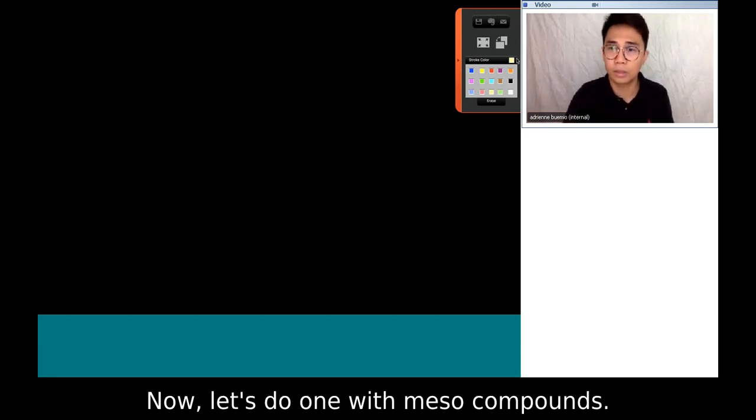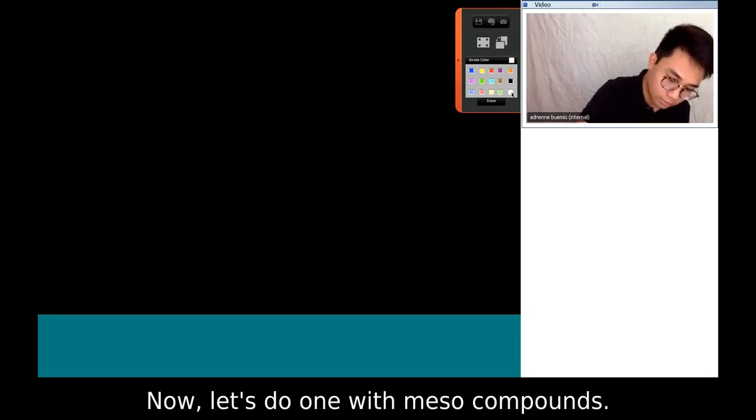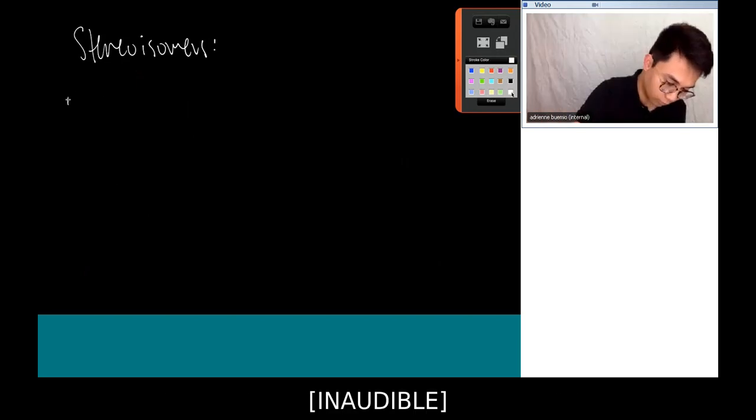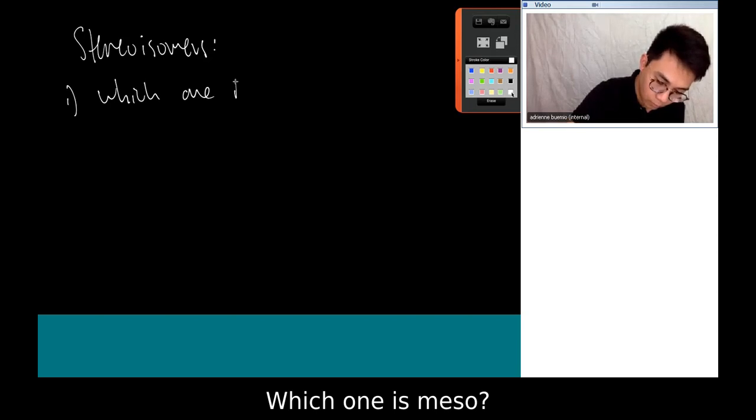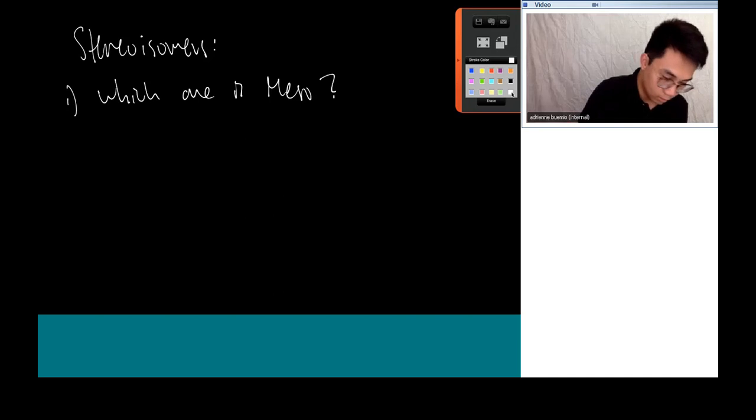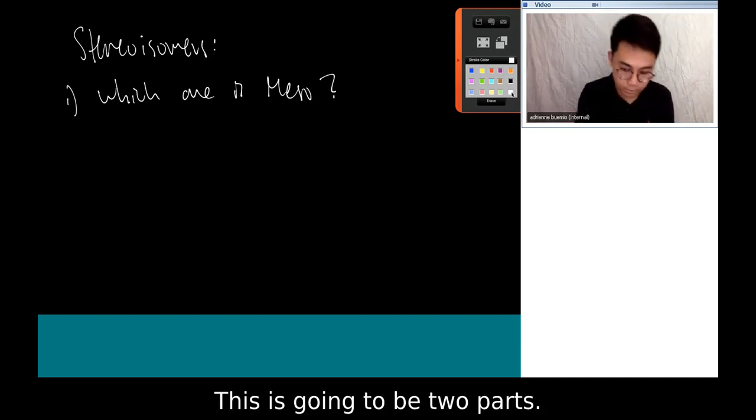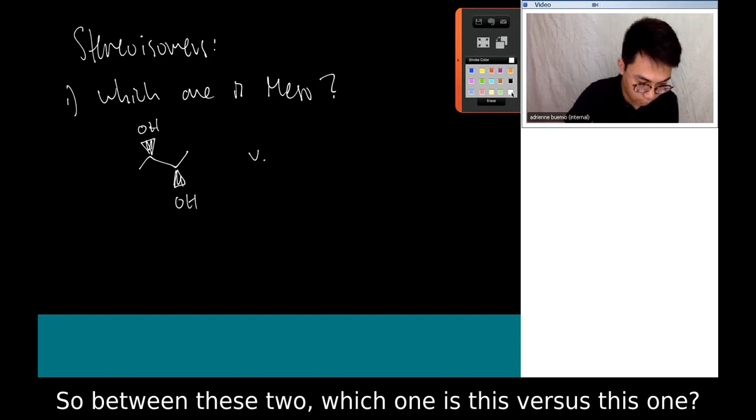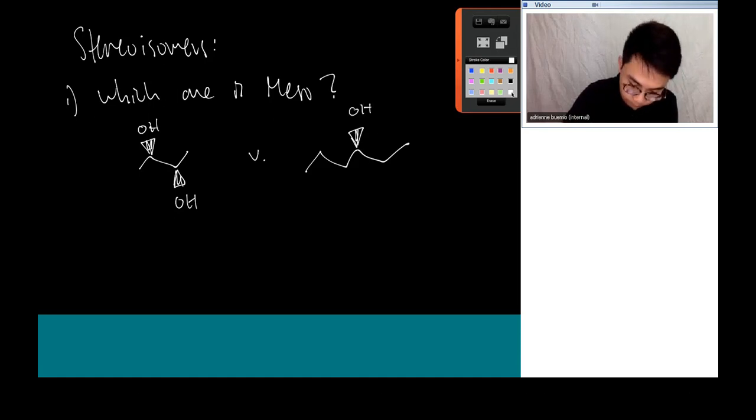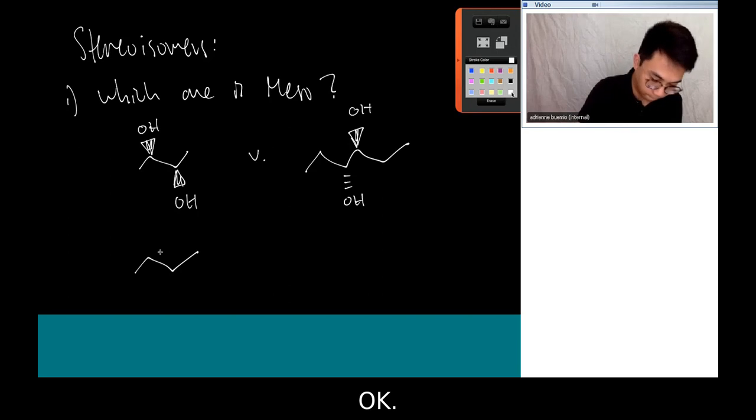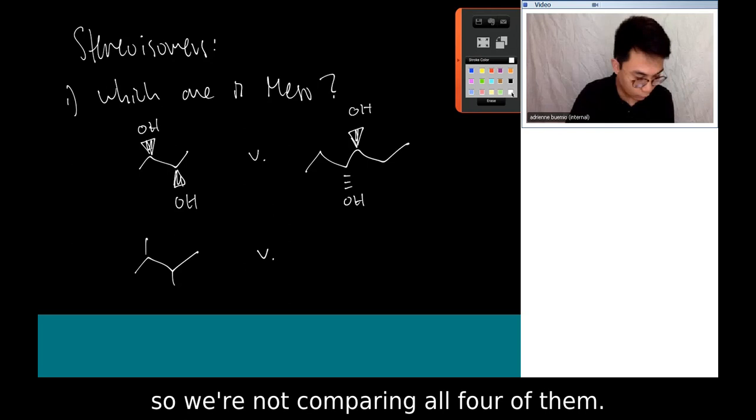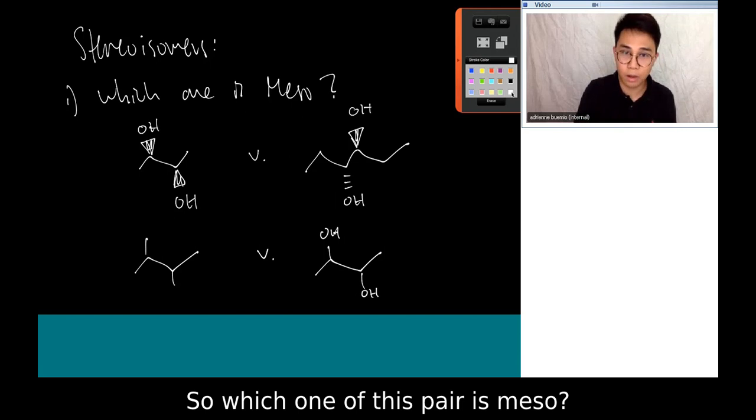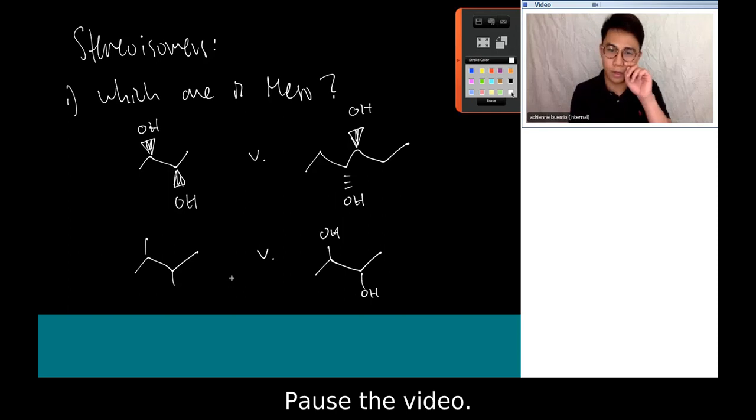Now let's do one with meso compounds. And this one will make much more sense. Which one is meso? This is going to be two parts. So between these two, which one is it? Versus this one. And then between these two over here, so we're not comparing all four of them, we're comparing just two. So which one of this pair is meso? Take a second, pause the video, get back to me.